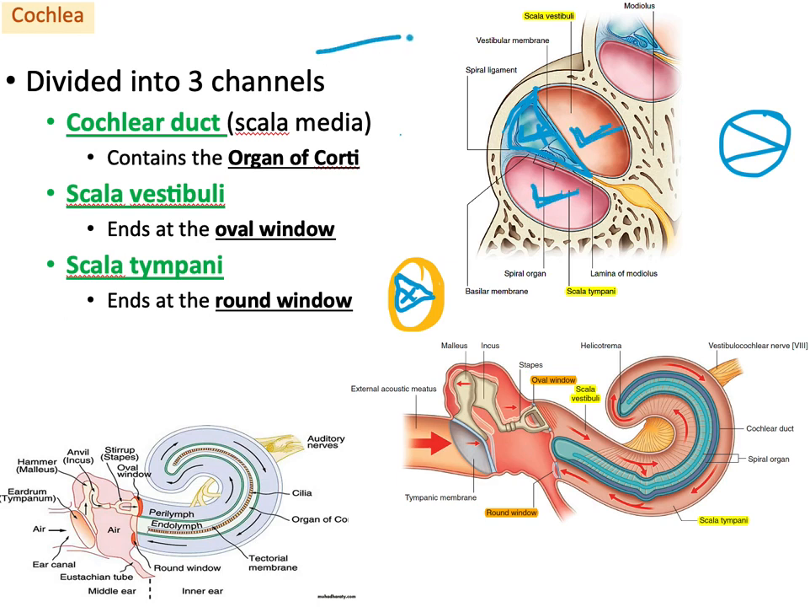The sounds come through the scala vestibuli, then move until they reach the end, then move to the scala tympani, then back again to the foramen, the round window. Okay, so inside the cochlear duct, what you see here is endolymph, the fluid there called endolymph.